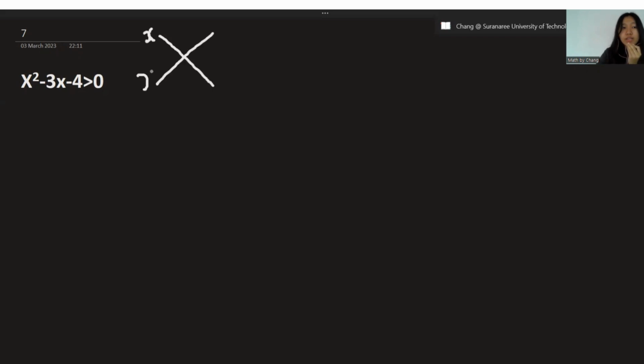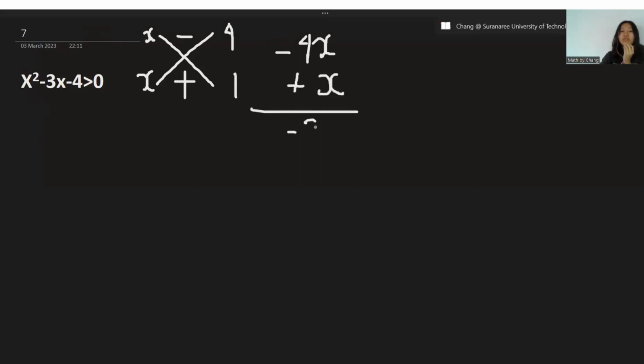For the factors of 4, you will get 4 into 1. As the middle one is negative, you have to take a negative value here and a positive value here, right? In order to make sure it's right, you have to check x into minus 4, what will you get? Minus 4x. x into 1, what will you get? Plus x. When you solve these two, you will get minus 3x. All right, so you get the middle one, so it's correct.